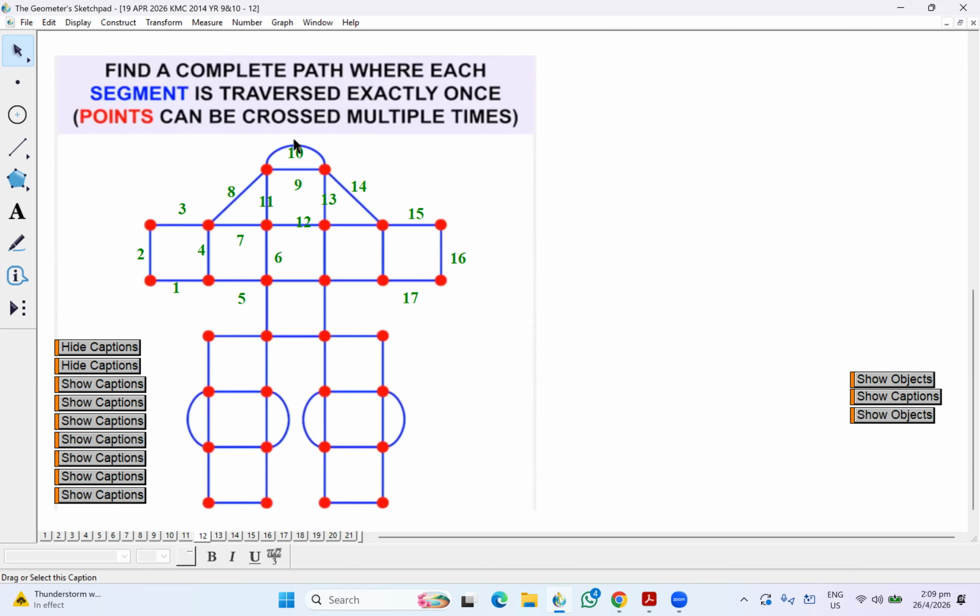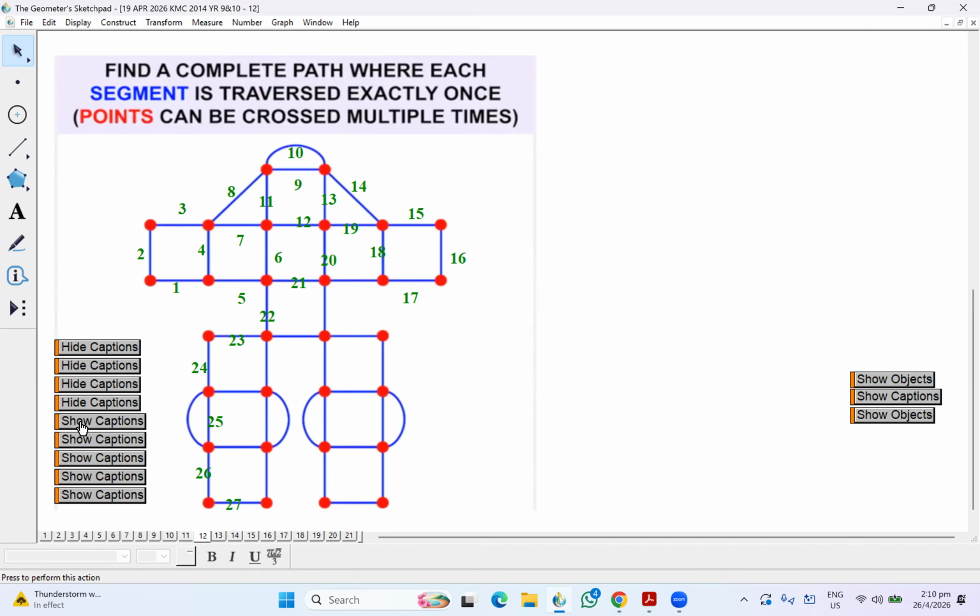8, then 9, 10, 11, 12, 13, then 14, 15, 16, 17, then we turn out 18, 19, 20, and then don't go this way, then 21, 22, and 23, 24, 25, 26, and 27.